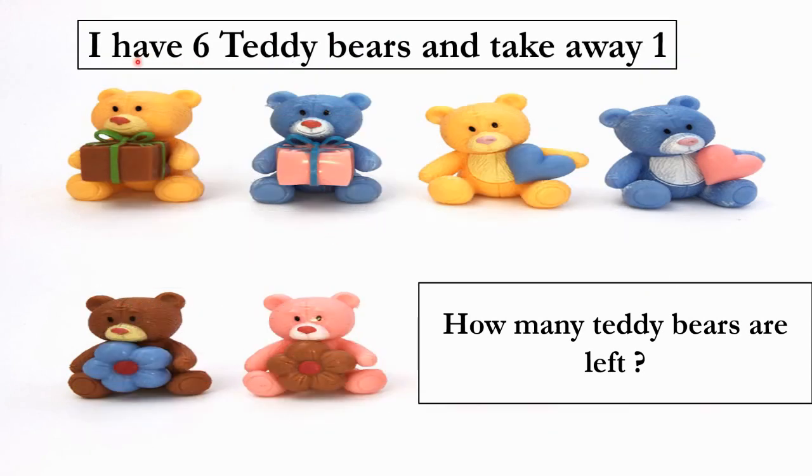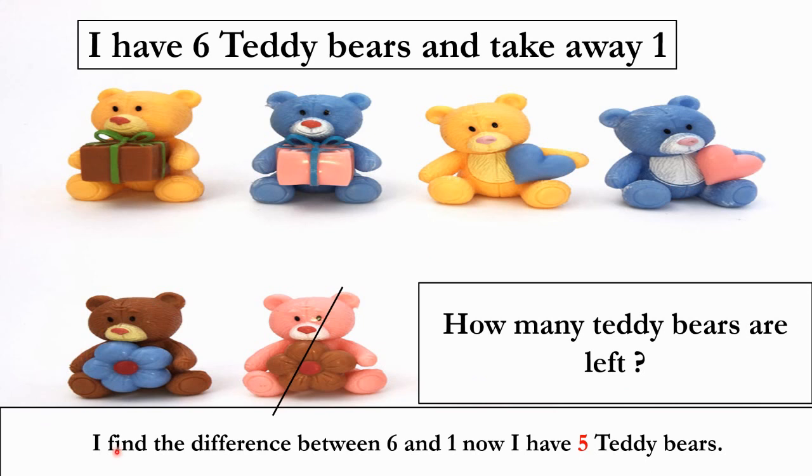Now next one. I have 6 teddy bears and I take away 1. Then how many teddy bears are left? Counted: 1, 2, 3, 4, 5. I find the difference between 6 and 1. Now I have 5 teddy bears. How can we write? Like that. 6 minus 1 is equal to 5.